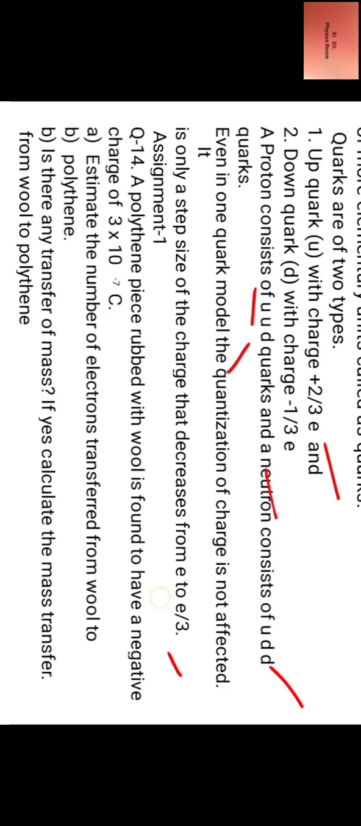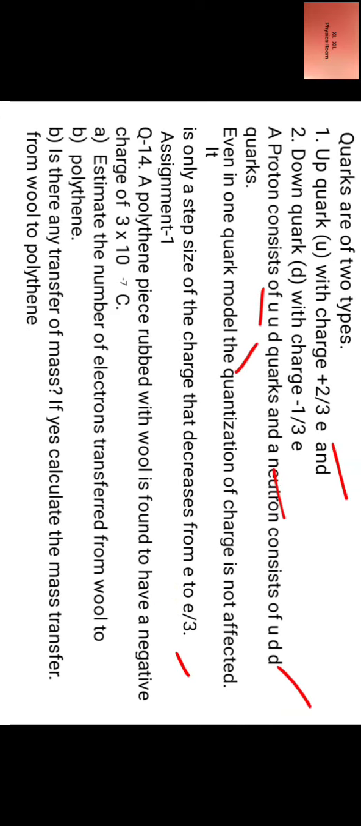And now assignment. A polythene piece rubbed with wool is found to have negative charge of 3 into 10 raised to power minus 7 coulomb. A: Estimate the number of electrons transferred from wool to polythene. B: Is there any transfer of mass? C: If yes, calculate the mass transferred from wool to polythene.